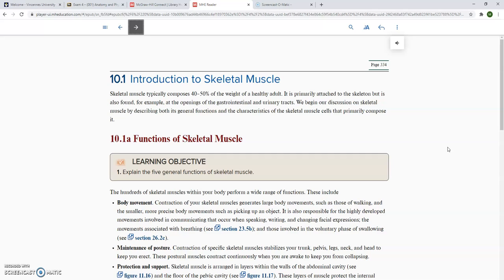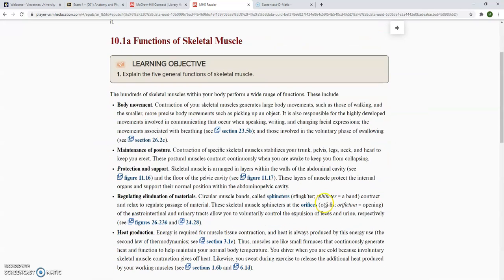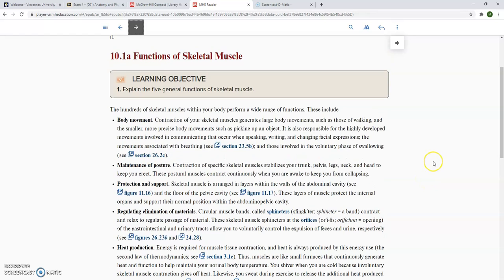So we're going to focus on skeletal muscle tissue, and our first objective is just to list the functions of skeletal muscle tissue. Some of these may not be surprising. If I ask students what the functions of our skeletal muscles are, they generally will say movement, which is true. That's kind of a big one and one we're very familiar with. And a lot of times they'll also say support, and that's true as well.